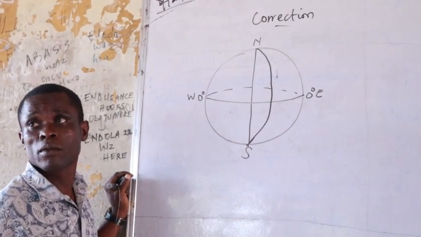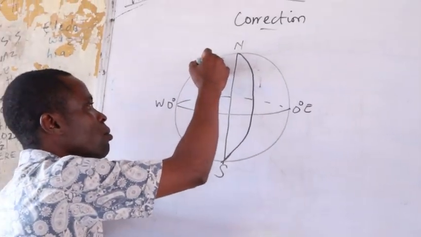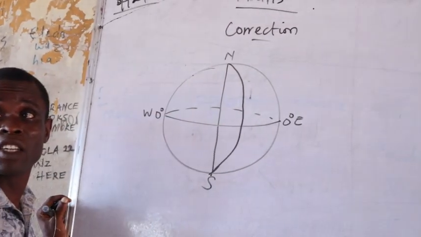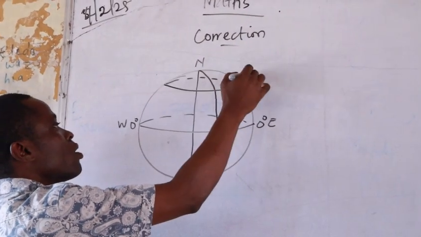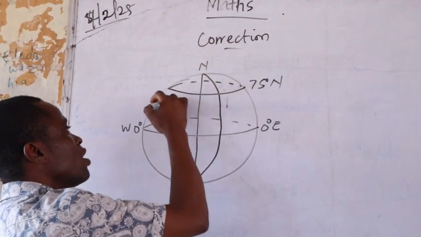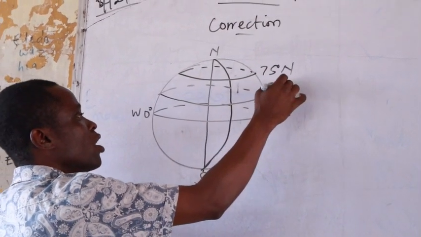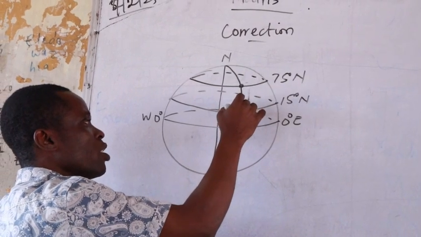And having latitude of 75 degree north and 15 degree north, right? Yes. This is 75 degree north. And this is 15 degree north. So, the first point is here. And the second point is here.